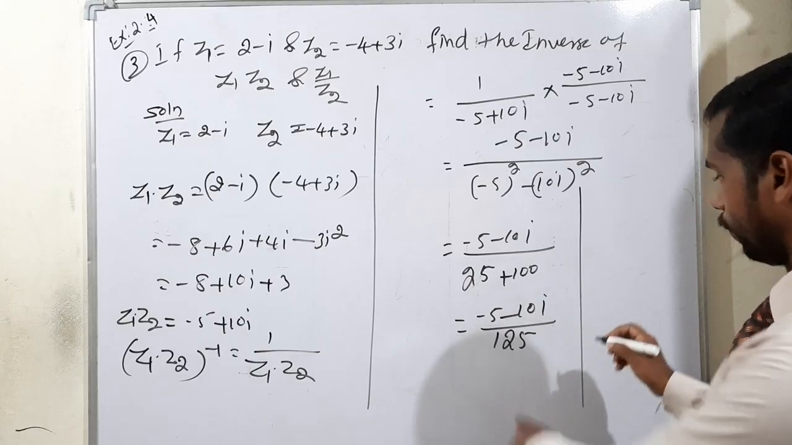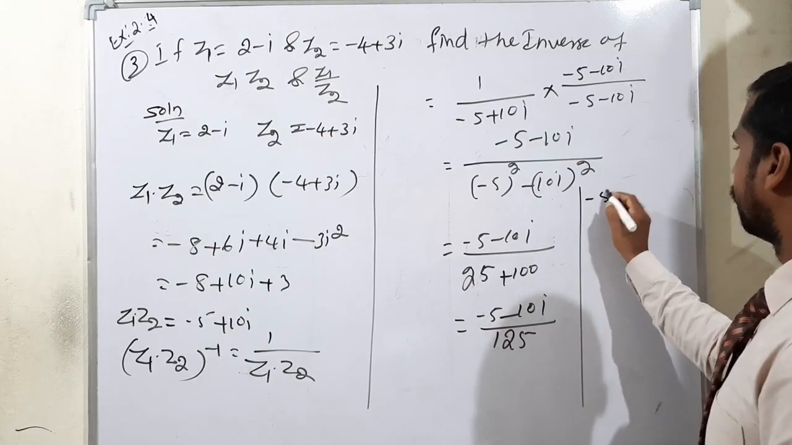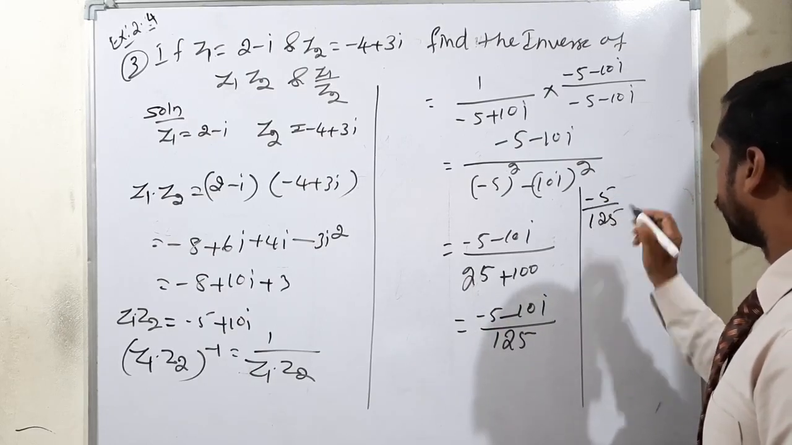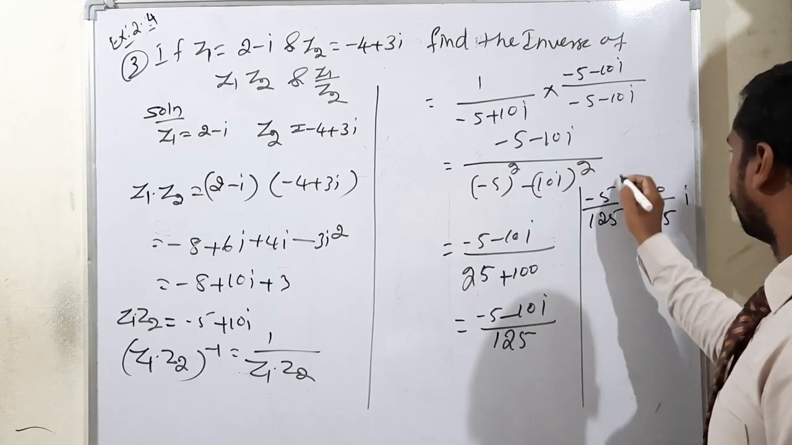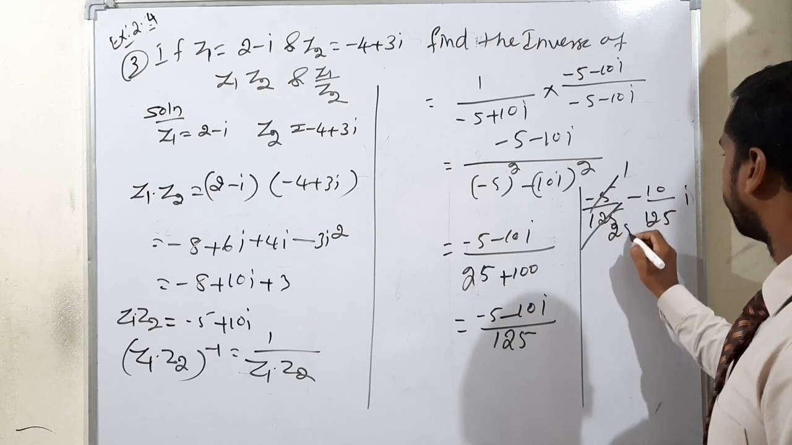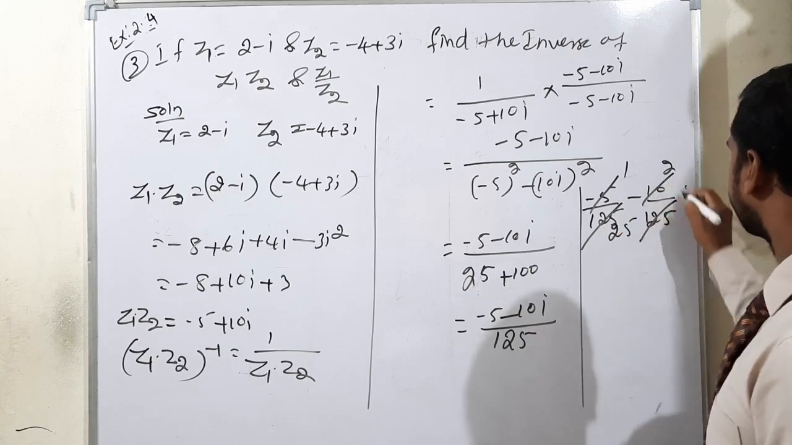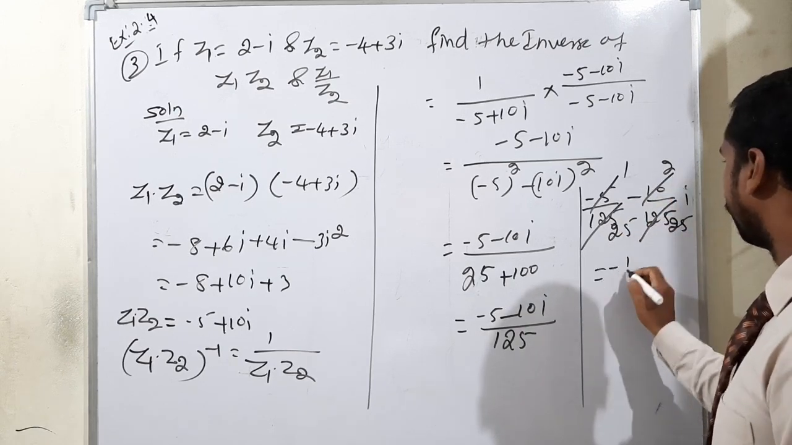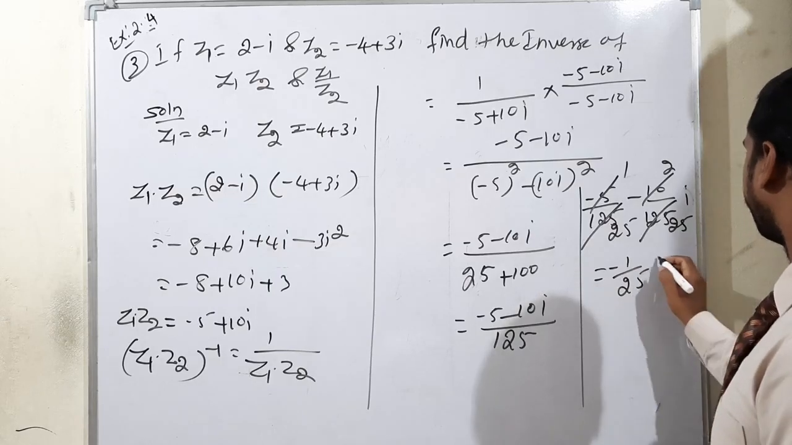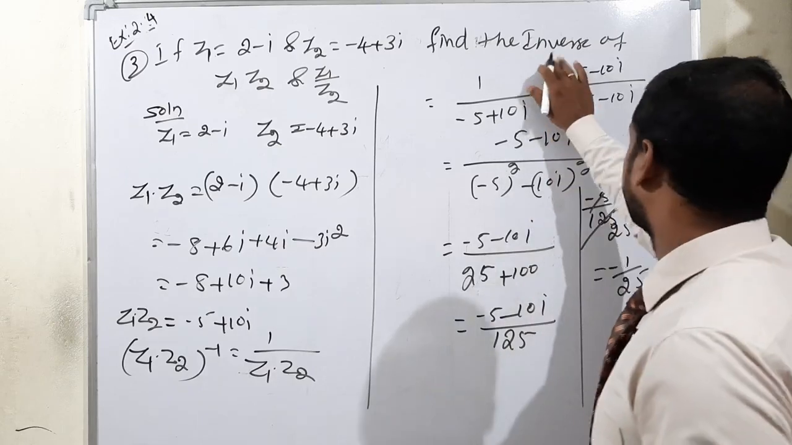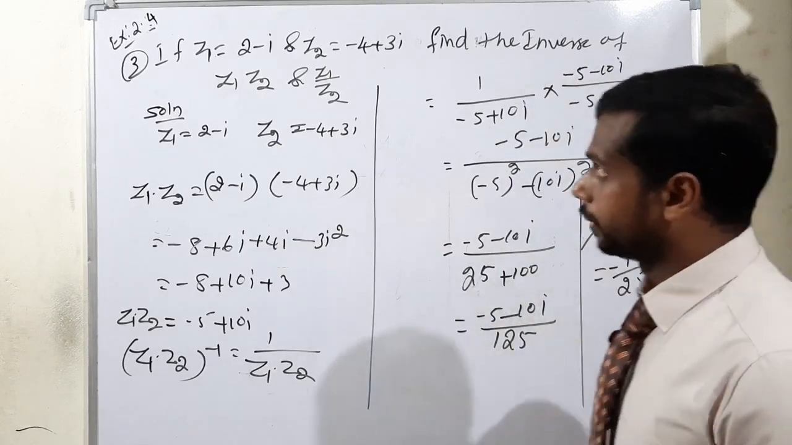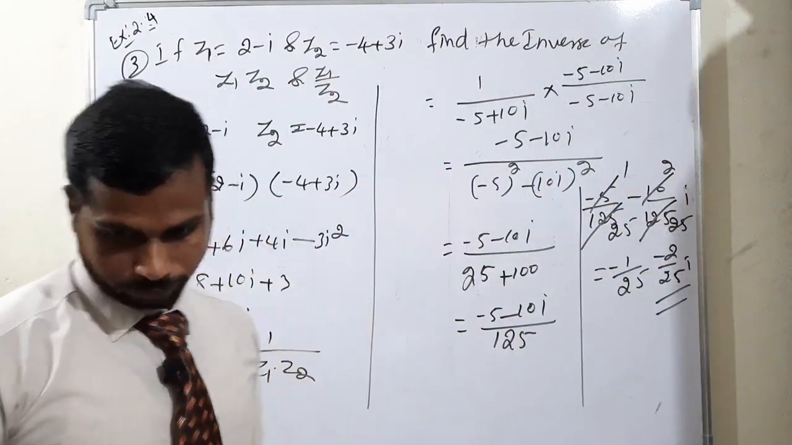Then if you make it separate terms, minus 5 by 125, again minus 10 by 125i. 5 and 125, 25 times; 10 and 125 gives 2 by 25. Therefore the answer will be minus 1 by 25 minus 2 by 25i. This is the first part: the inverse of Z1 and Z2.